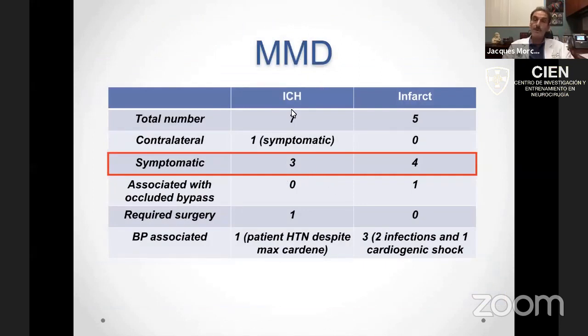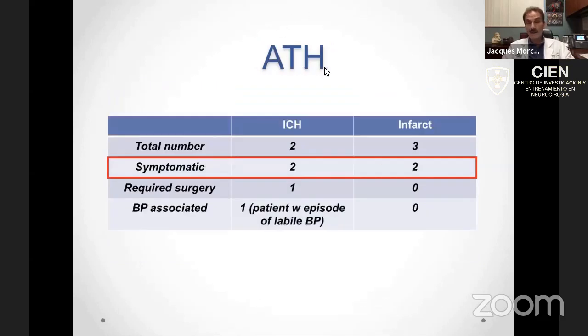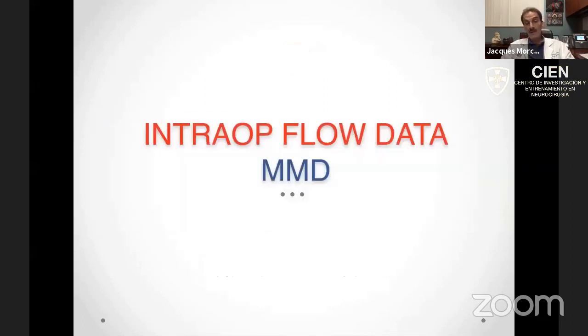This is in the Moyamoya disease group. There were 3 symptomatic ICH and 4 symptomatic infarctions. And in the atherosclerotic group, 2 ICH, 2 infarctions. Then I was very interested in trying to duplicate what Charbel may have shown you. I didn't listen to his talk yesterday, but he's published extensively on this, the intra-op flow data.